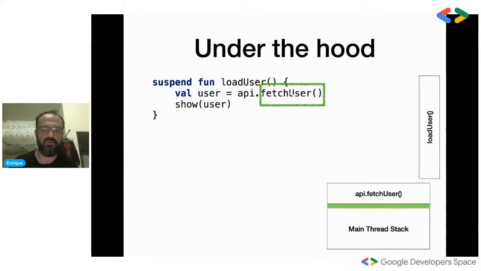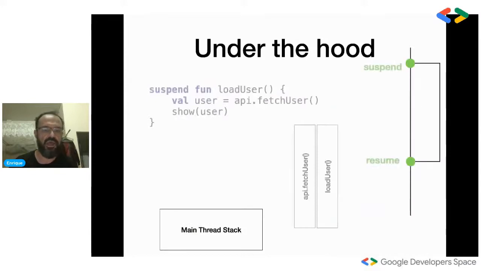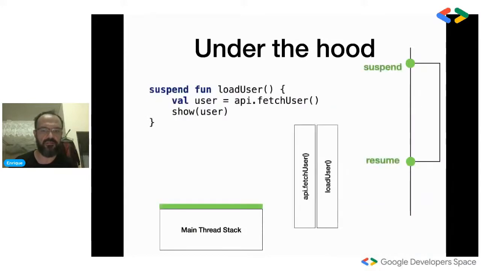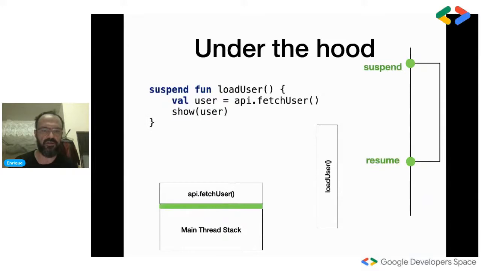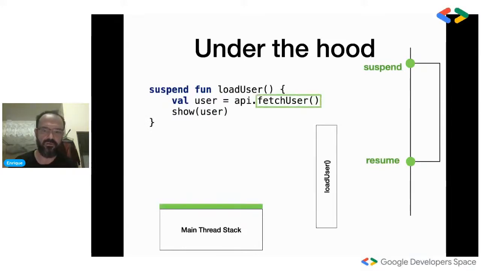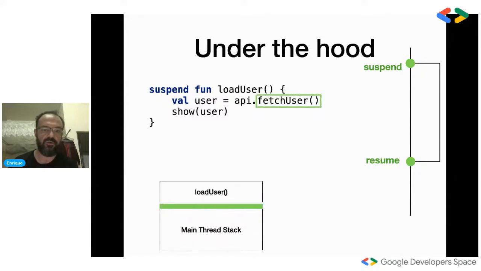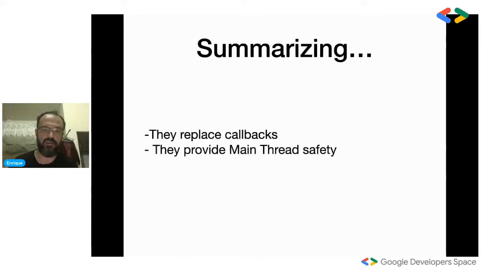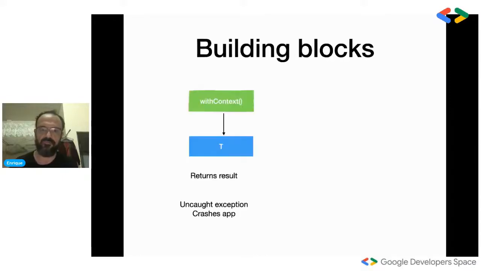We make the call to our API, our server, we fetch the user, and as soon as we start getting the information, then we start getting the result of those functions. We will get a fetch user, good, we get a user that is there, then we consume our function load user, and we resume the function at the point we left it. Summarizing until now: coroutines replace callbacks, and they provide main thread safety, which is important in the case of Android.